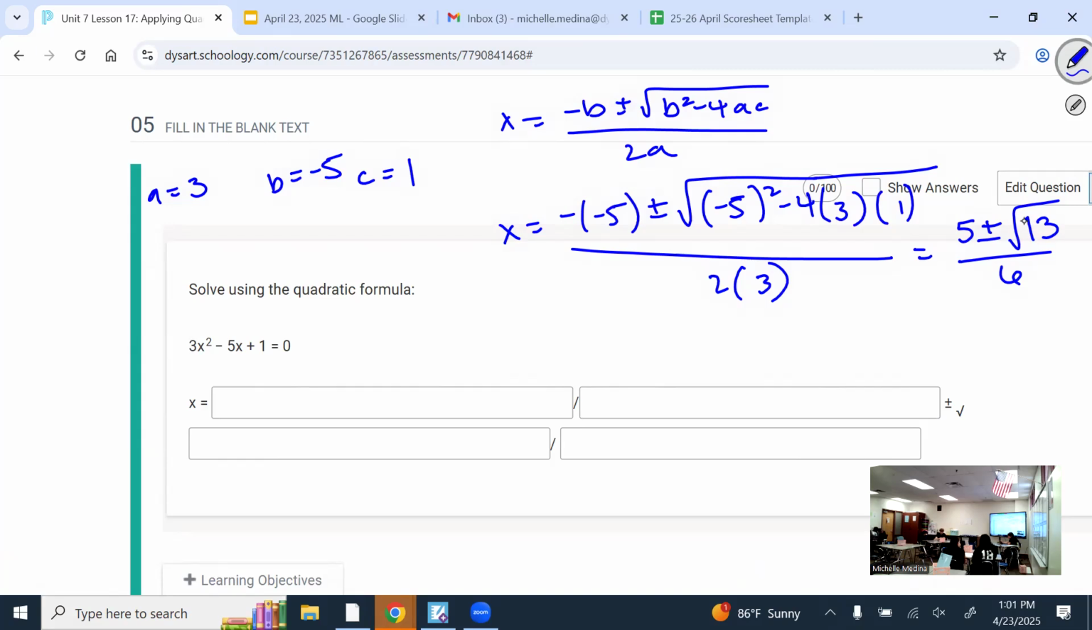So this is what I have normally as my answer at this stage. The way they want you to type it is like this, which is equivalent. It's just another way to look at it, I guess. So that would be 5/6 at first, and then where the square root is, 13/6.